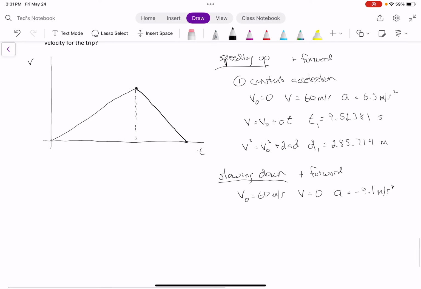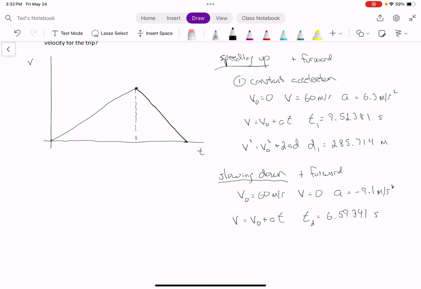Okay, so we can do the same thing. Find the time. v equals v0 plus at. So 0 is equal to 60 plus negative 9.1 times t. So solving that, we get t is equal to 6.59341 seconds.